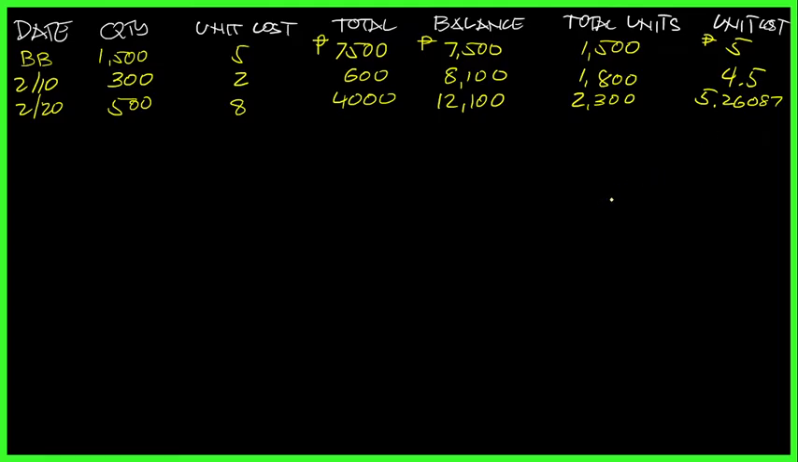Okay. So, you will see that the beginning balance will have a value of 5, and then the ending balance will have a value of 5.26. Now, take note, this is the example when there are no sales. Okay, so that's how you compute for the unit cost.